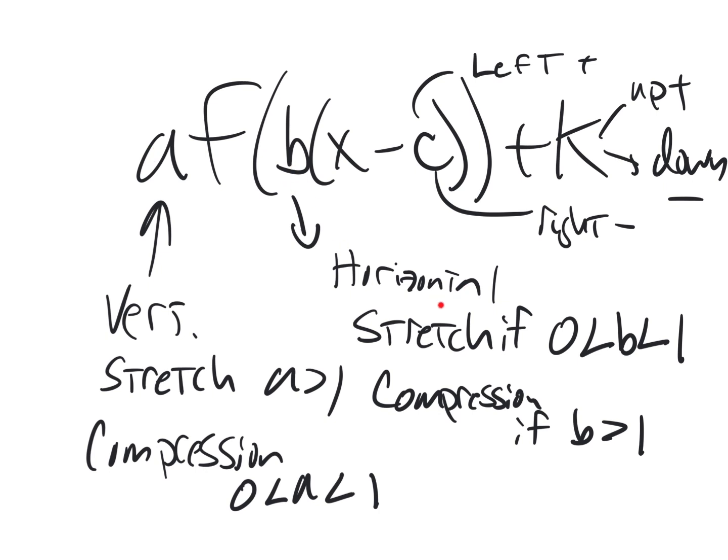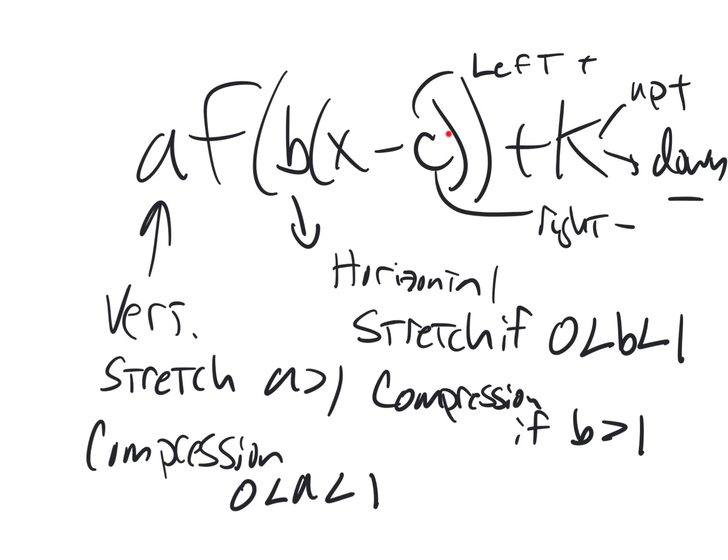The horizontal stretch comes out as a number inside the argument. It's stretched out because it's taking longer to get there, because the x is getting stretched out, right? So if the b number is between 0 and 1, it's a horizontal stretch. If b is bigger than 1, it's a compression because it grows faster.